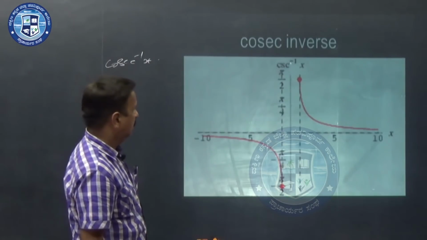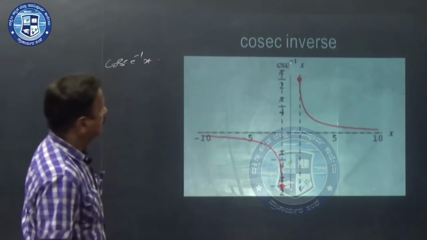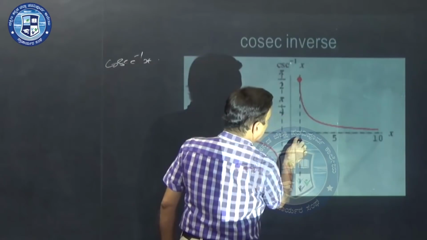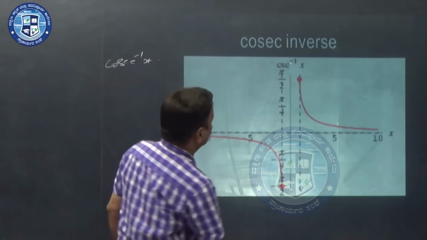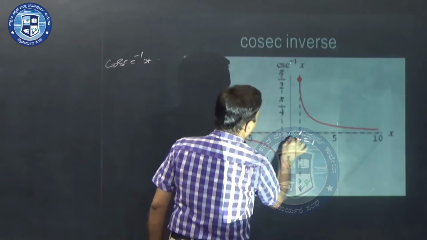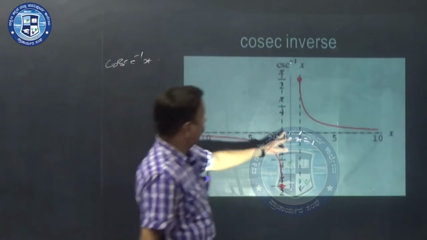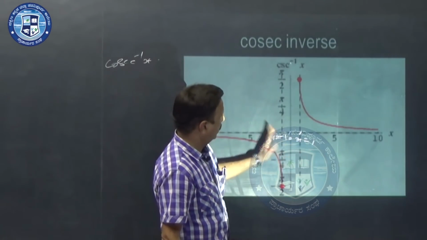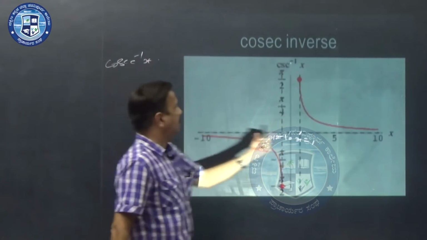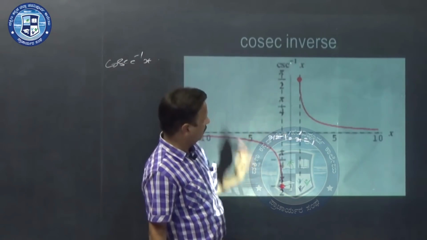Look at this. How do you see this cosec inverse function? You find that this is x equals 1, this is x equals 0, and this is x equals minus 1. The x value can be anything on the positive side or the negative side, except between minus 1 and plus 1. It can take x equal to 1 and x equal to minus 1.